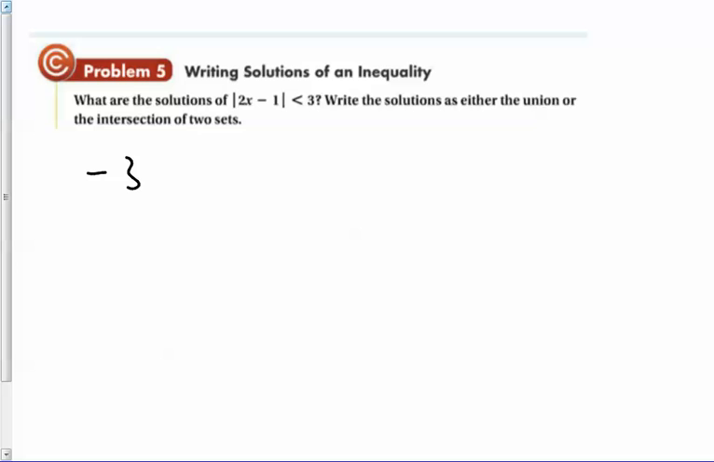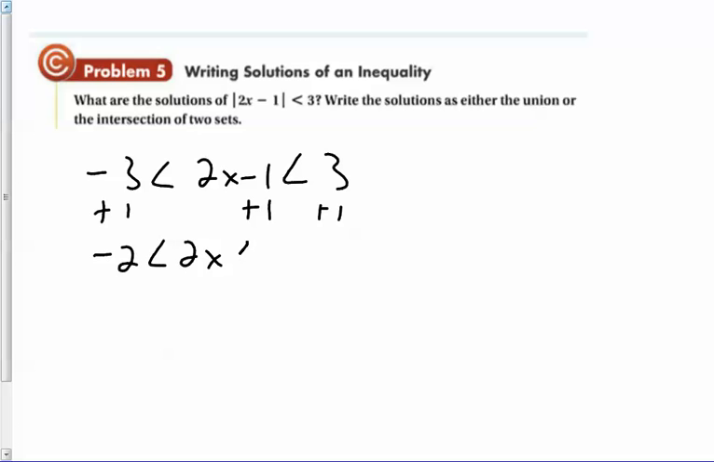So we're going to go negative 3 is less than 2x minus 1 is less than 3. Then we add 1 and we add 1. And we get negative 2 is less than 2x is less than 4. Then we divide all three spots by 2. So you get negative 1 is less than x is less than 2. That's what that looks like.